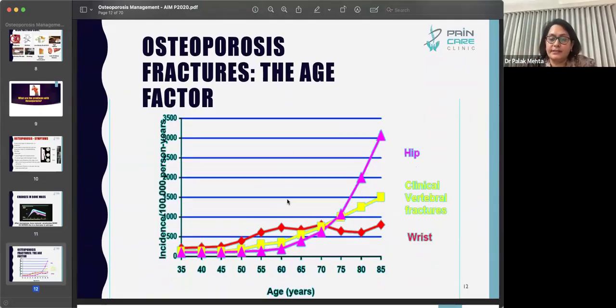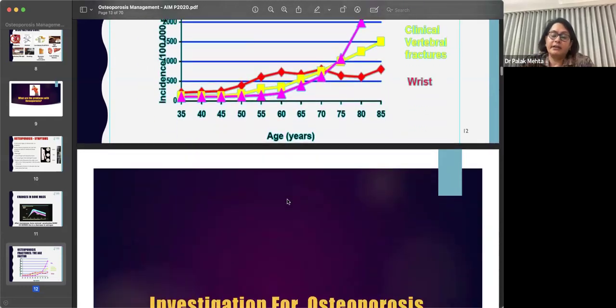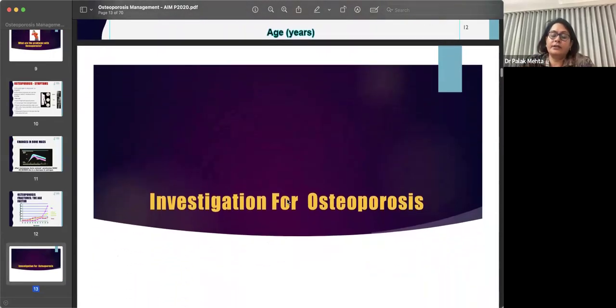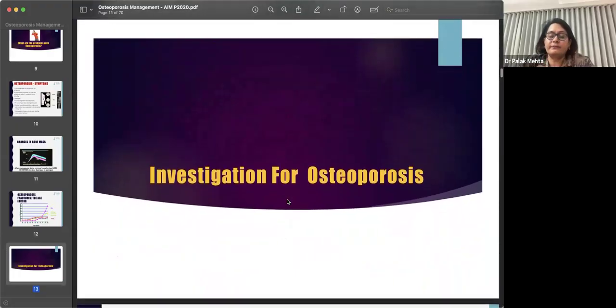With the aging process, as you can see here, clinical vertebral fracture is high. Till 65, 70, vertebra and hip fractures go almost parallel. But after 70 years of age, the chances of hip fracture increase significantly, and ultimately it leads to malunion and non-union, and these patients do not respond to fixation or replacement surgeries as well.